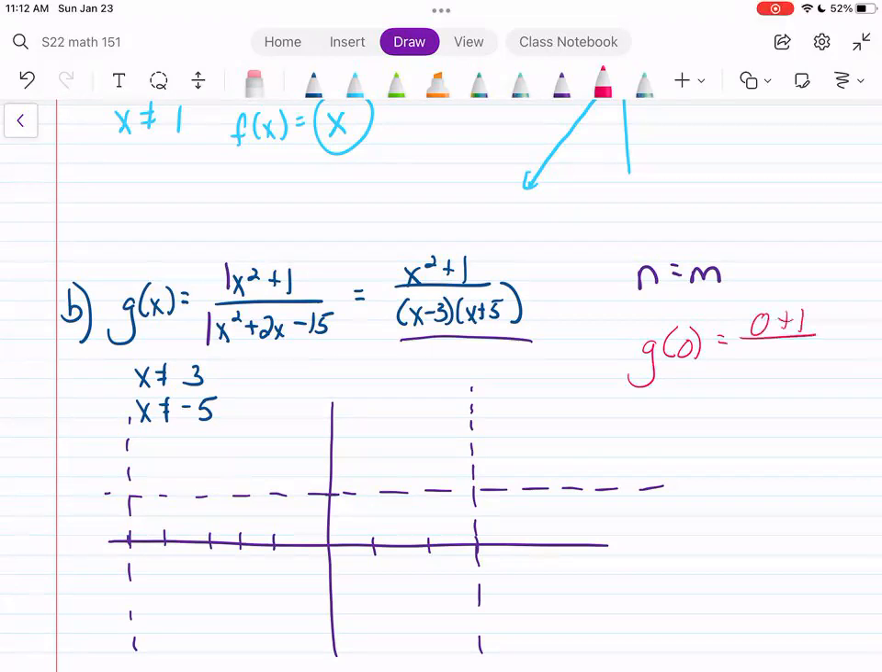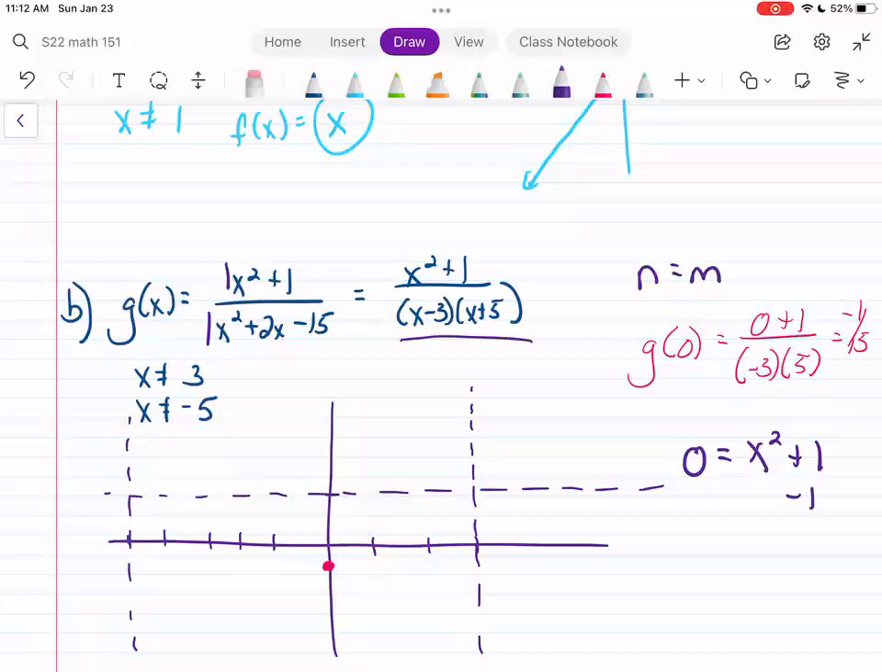So when I plug in 0, I get negative 1 over 15. So when x is 0, y is going to be negative 1 over 15. Step 6 says to look for the x-intercepts. That is found by setting the numerator equal to 0. But we already know this has no real solutions, because if we subtract 1, we're going to get an imaginary number. So there are no x-intercepts.